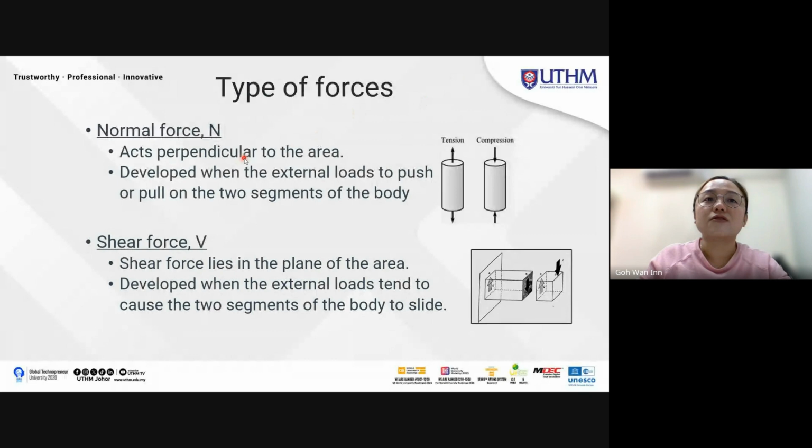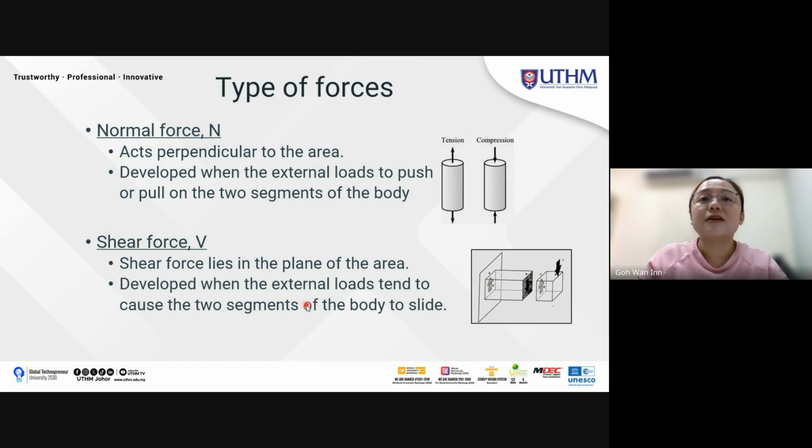Number 1, normal force. Just now I mentioned tension and compression. This one is considered perpendicular to the area, developed when the external load pushes or pulls. Tension is pull, compression is push. And then shear force. For shear force, you can see that one side is going upward, one side is going downward, or one to the left, one to the right. So the shear force lies in the plane of the area.